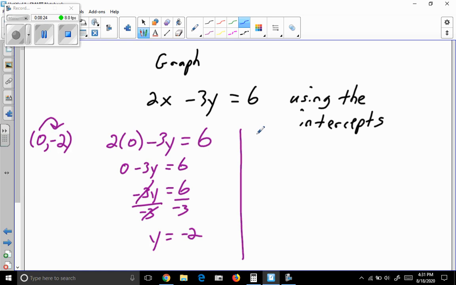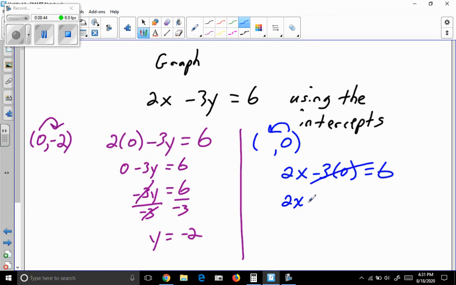Now let's find the other intercept. So let's start with y being 0. We're going to take our original equation, and where we have a y, we're going to change it to 0, and that's going to let us find what x value corresponds to y being 0. So 2 times x is 2x, 3 times 0 is 0, so that gives us 2x equals 6. If we divide both sides by 2, we get that x is 3. So this is the x that corresponds to that y value.